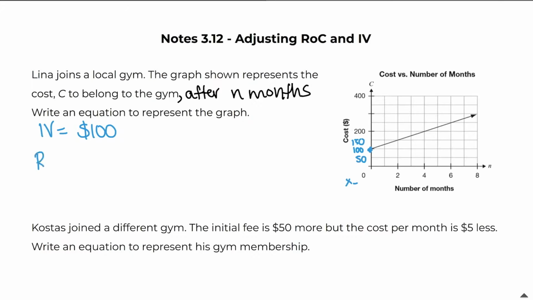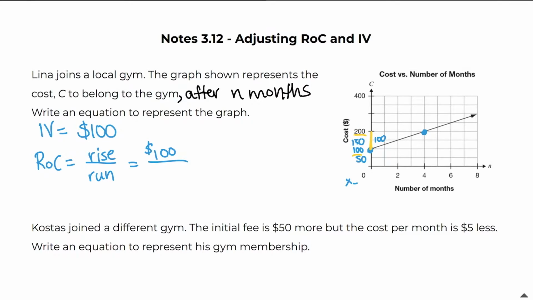Now we need to find our rate of change. And to find our rate of change, we need to do rise over run. So if I were to start here, I have a point here, and then I want to choose any other point to find the rise and the run. I'm just going to choose this point right here. So I can see here my rise went from 100 to 200. So my rise went up by 100. This is my rise. It's $100. And I know it's dollars because it's cost.